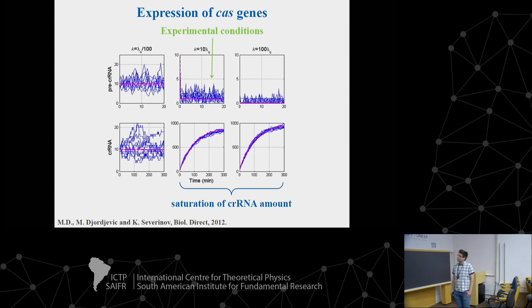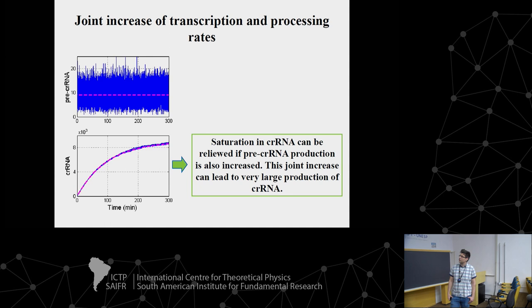Now, if you want to get more of your CRRNA molecules, what you can do is increase the rate of pre-CRRNA generation. So you can increase the transcription rate of this CRISPR array. And if you do that, for biologically reasonable numbers, you can actually get a very large amount of CRRNA synthesized. This shows what happens if we turn on both the enzyme and increase the generation rate of pre-CRRNA: you get an increase of CRRNA of about three orders of magnitude. So we can get very large production of CRRNA.